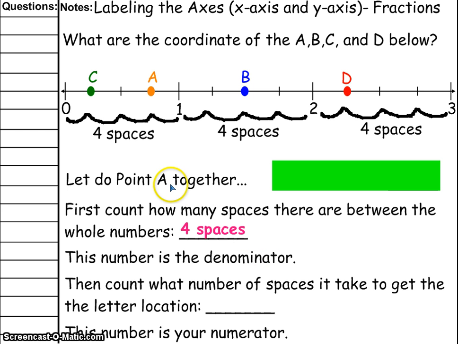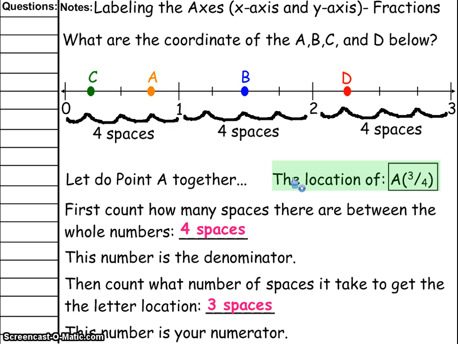And since we're looking at point A, we're going to then count the number of spaces it takes to get to the location of point A. So again, we're going to count 1, 2, 3. It takes 3 spaces to get to point A. This number is your numerator. So the location of point A is at 3/4.